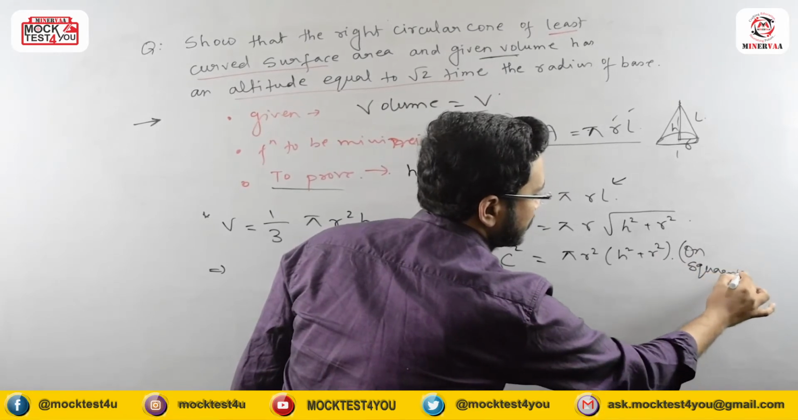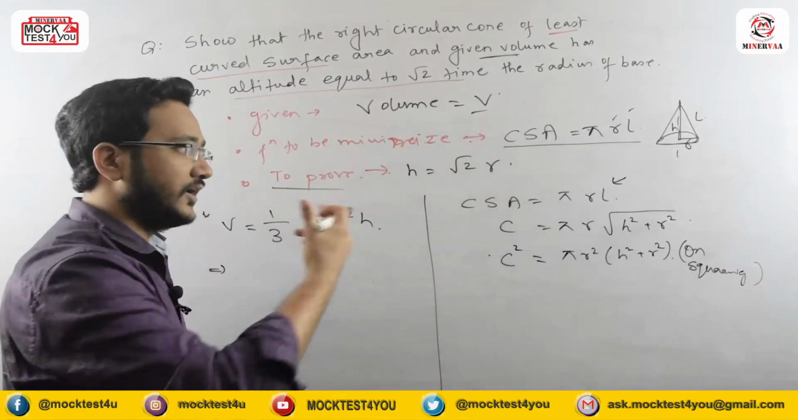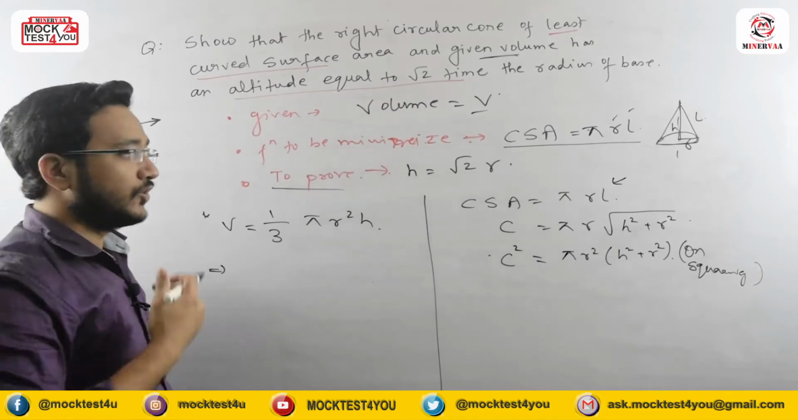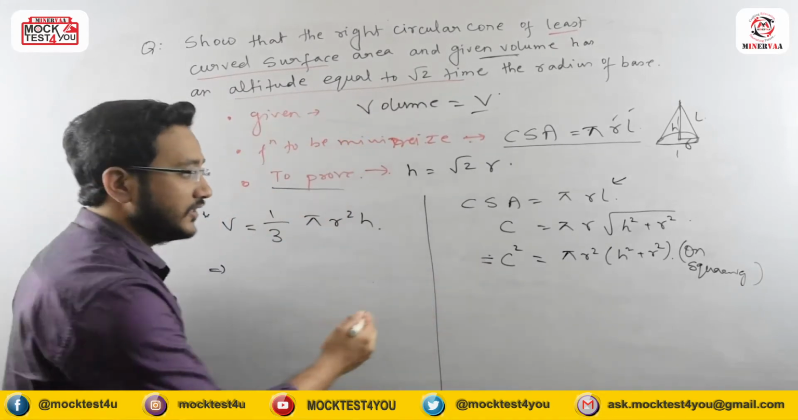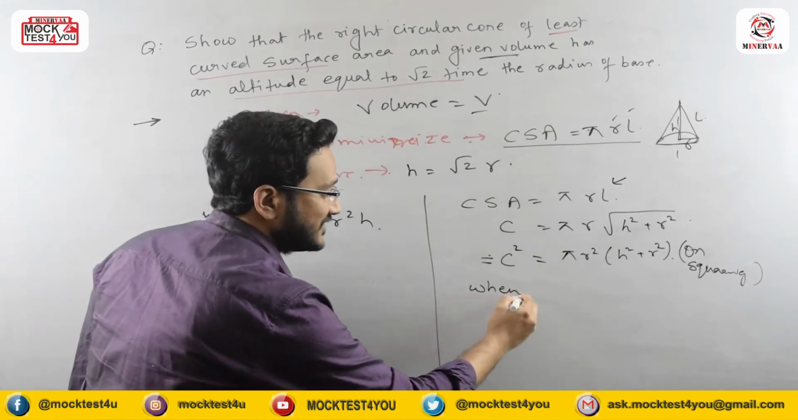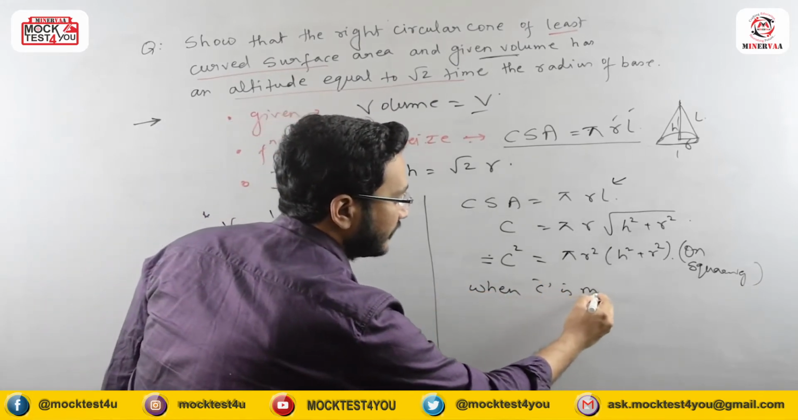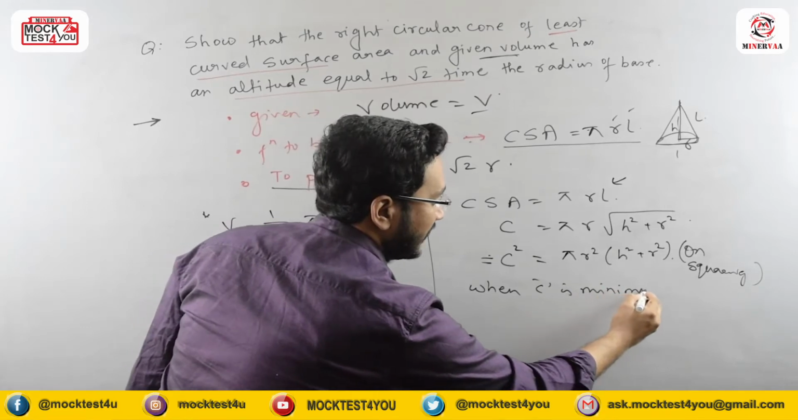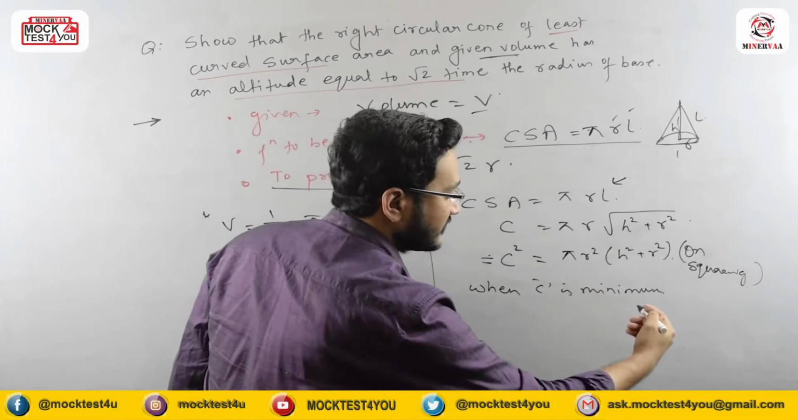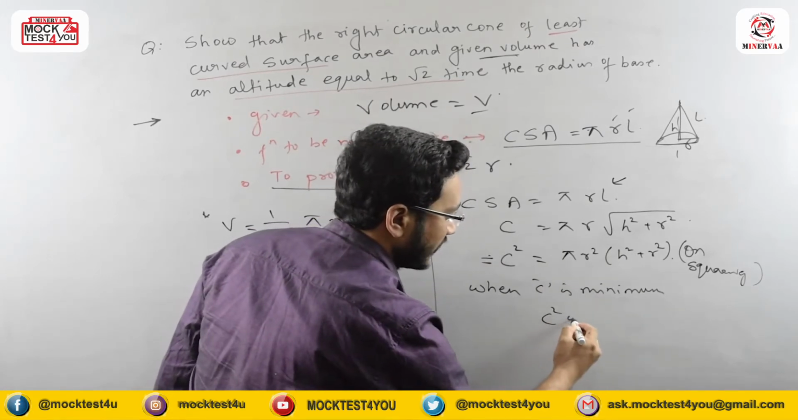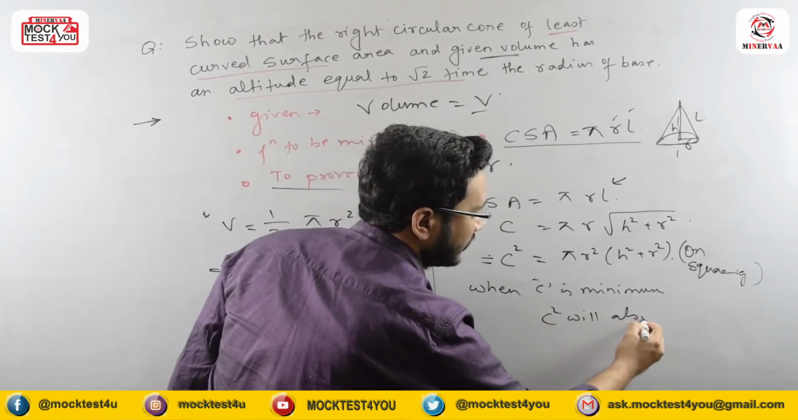On squaring both sides, we are getting this one. Now what you have to write here is: when c is minimum, we have to minimize the function. So one statement you have to write here: when c is minimum, c square will also be minimum.